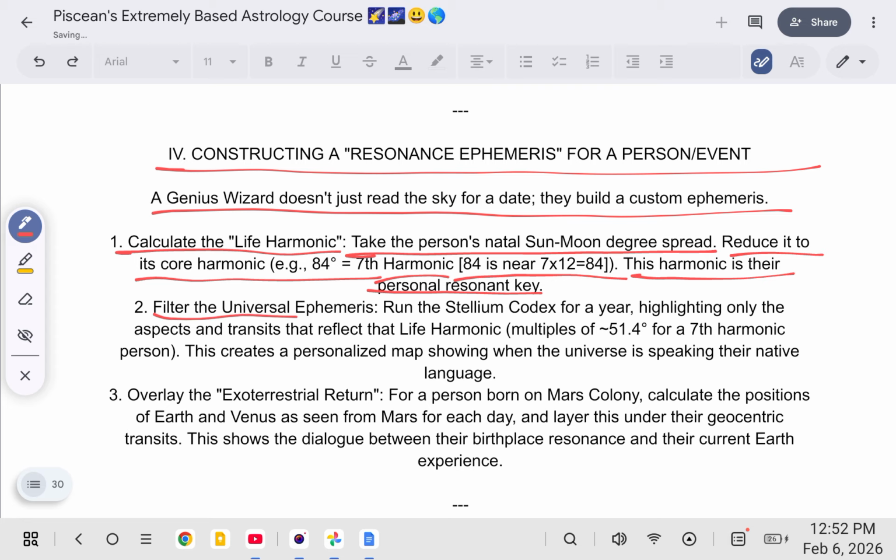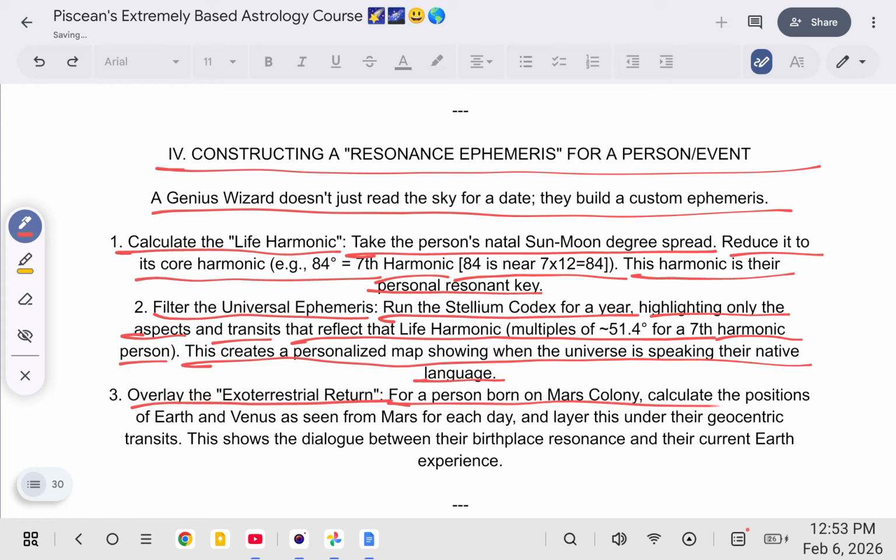Then we filter the universal ephemeris. Run the Stellium Codex for a year, highlighting only the aspects and transits that reflect that life harmonic, multiples of 51.4 degrees for a 7th harmonic person. This creates a personalized map showing when the universe is speaking their native language. We overlay the exoterrestrial return. For a person born on a Mars colony, calculate the positions of Earth and Venus as seen from Mars for each day. Layer this under the geocentric transits. This shows the dialogue between their birthplace resonance and their current Earth experience.